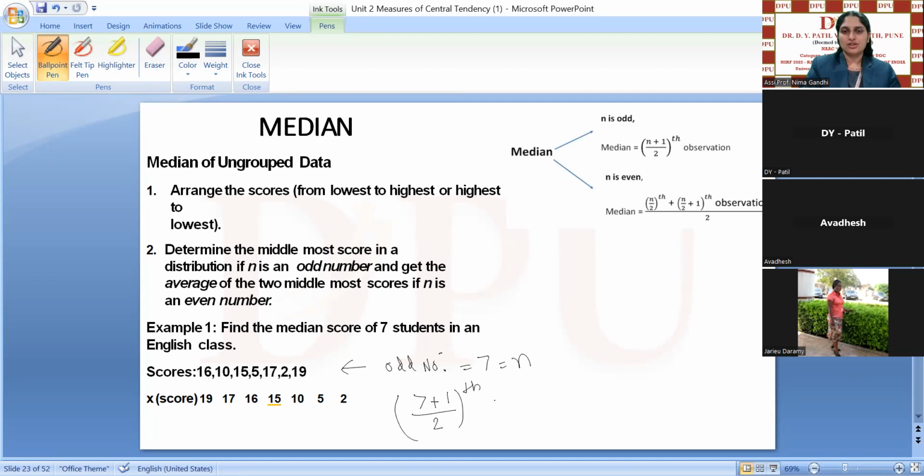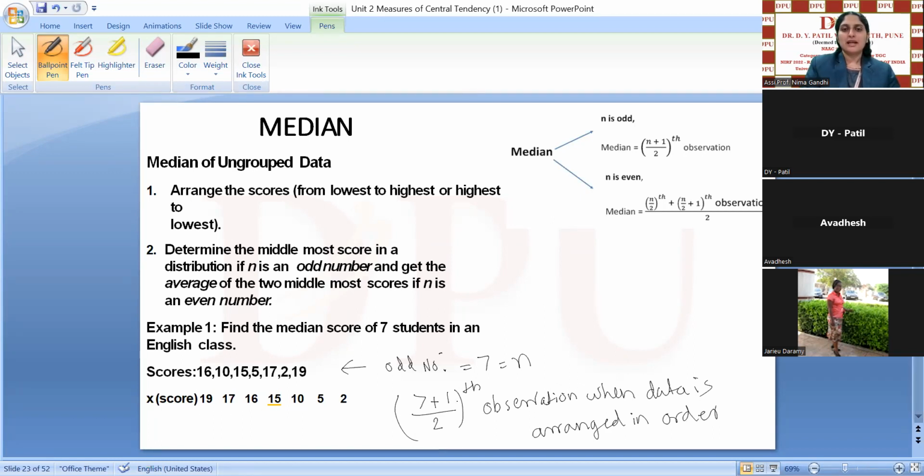Tooth observation when data is arranged in order. Okay, so first thing you have to do, you have to arrange your data in increasing order or decreasing order. So here in this, we have arranged the data in decreasing order.